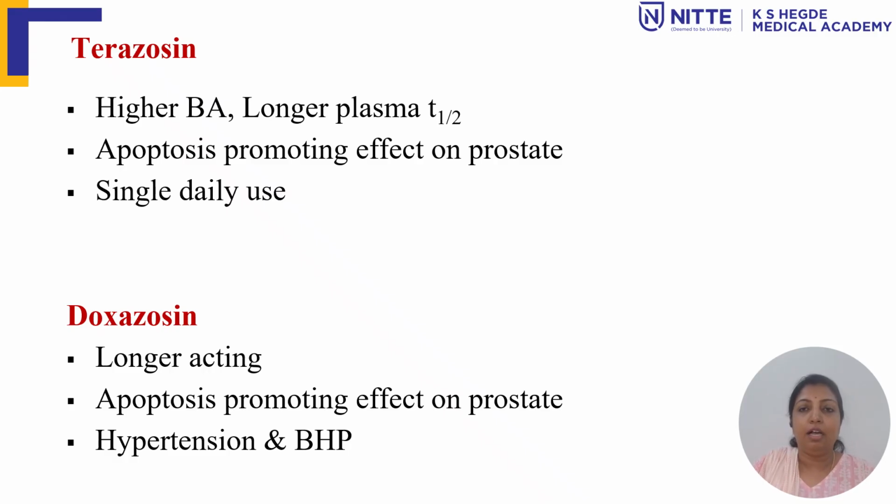Other selective alpha-1 blockers are terazosin and also doxazosin. They share similar characteristics. Both of them have a longer half-life and are longer acting, and they produce an apoptosis promoting effect on the prostate. This effect on the prostate is unrelated to the alpha-1 blockade, and because of this effect, they may retard the progression of prostatic hypertrophy. So doxazosin and terazosin both can be used in prostatic hypertrophy, and also doxazosin in hypertension.